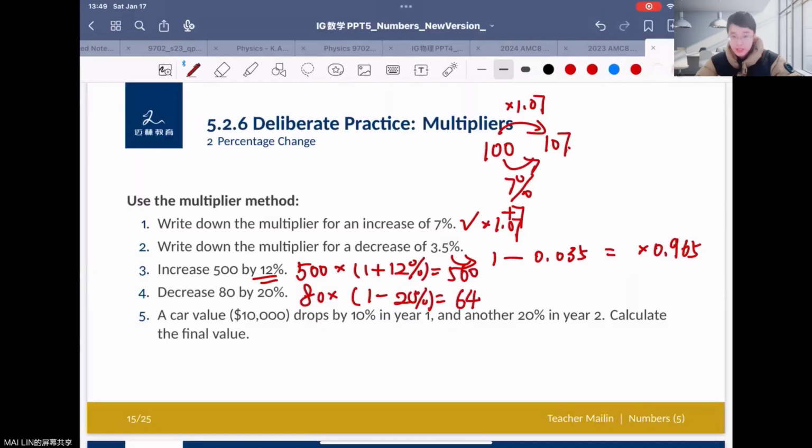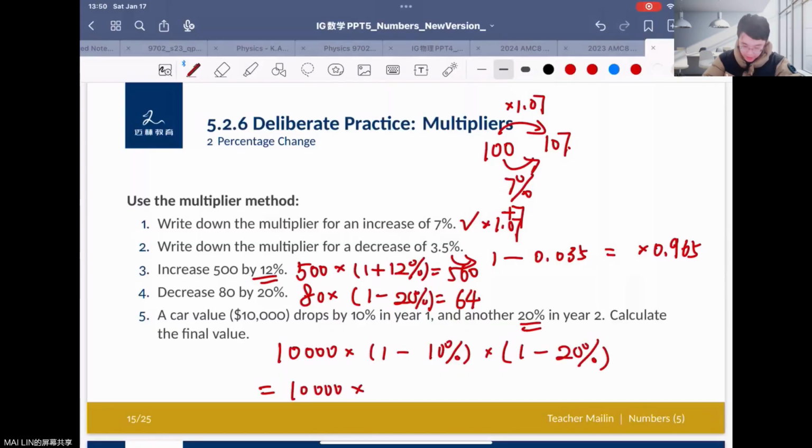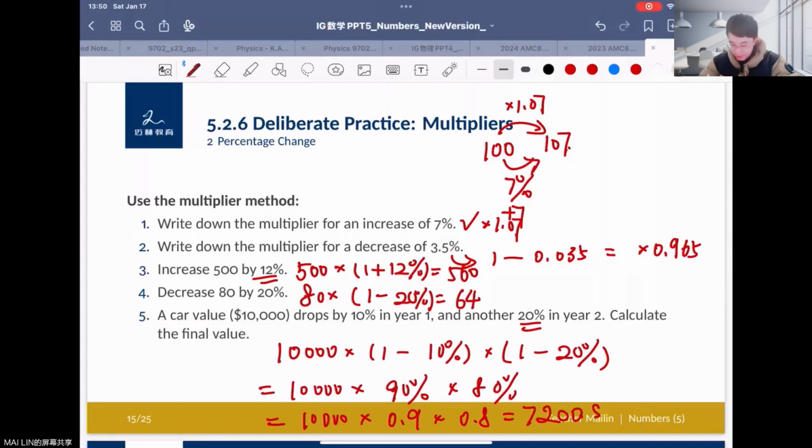And for the last question, we have a car valued at $10,000 that dropped by 10% in year one and another 20% in year two, right? So we have 10,000 and first we decrease by 10%, which is 1 minus 10%. Then another 20% in year two is 1 minus 20%. So here is 10,000 times 0.9, then times 0.8, and the final answer here is $7,200.